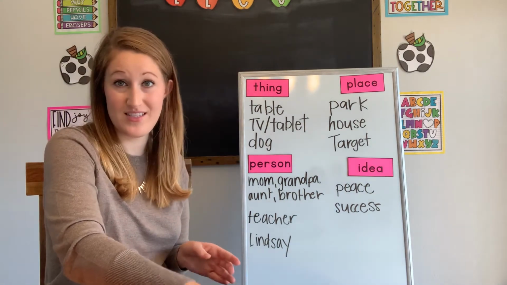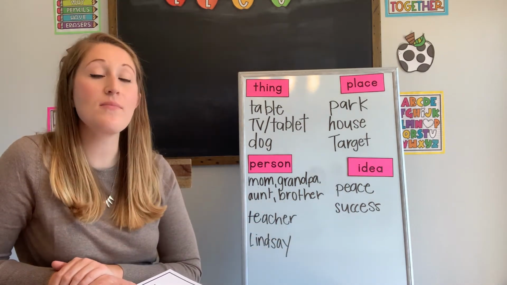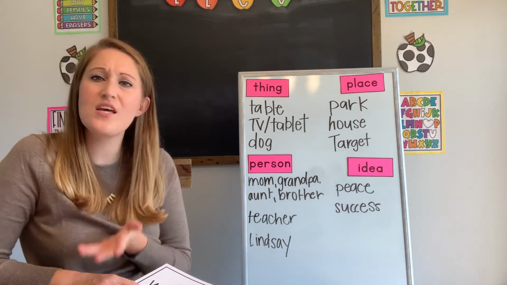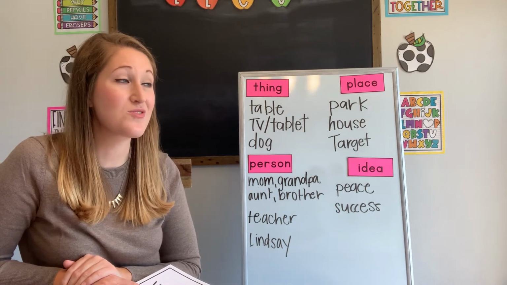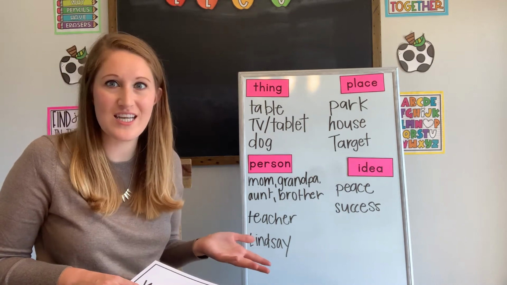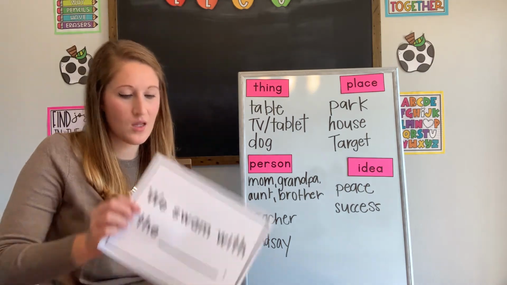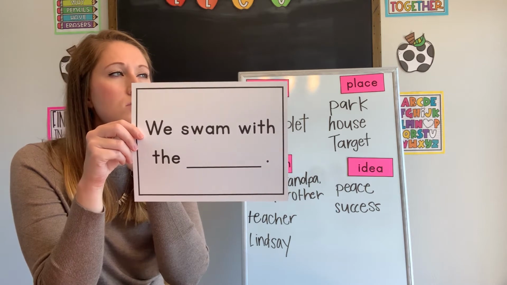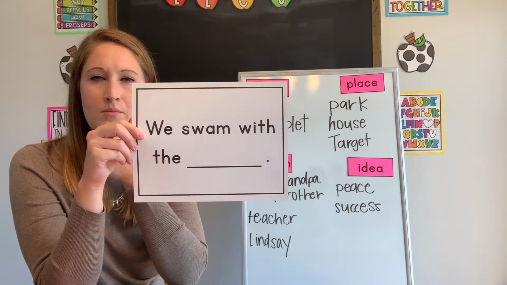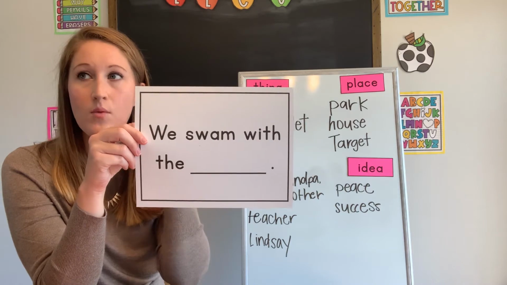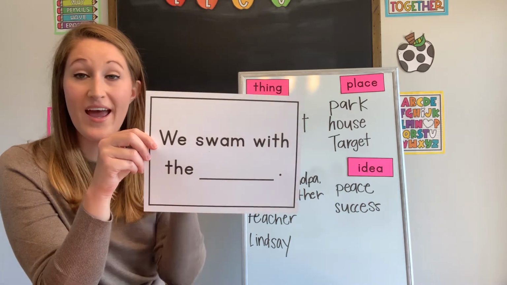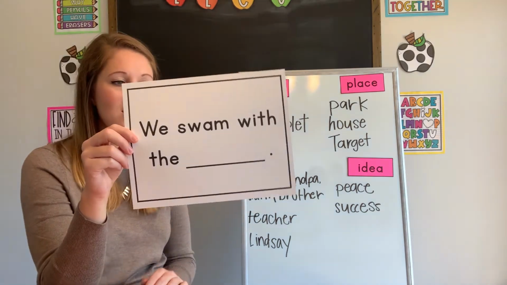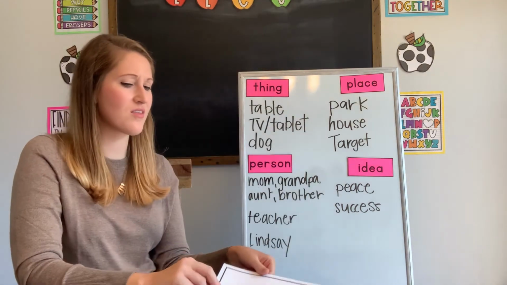Now I have some sentences that have some blanks, and your job is to help me fill in those blanks with a noun. Now, there's not always going to be a specific noun that I'm looking for because we can use lots of different ones to make different sentences. So let's see what we can come up with. We swam with the blank. What could we swim with? Dolphins, okay, what else? Rays, whales, fish. Awesome, so there's lots of different things that we could swim with.